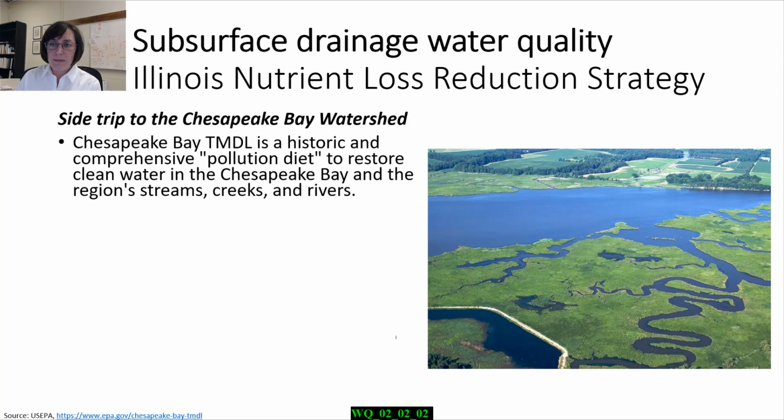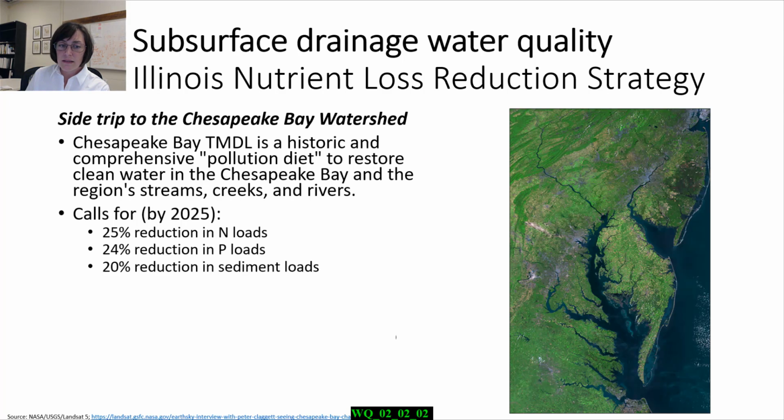Now coming back to the Chesapeake Bay TMDL, it's remarkable because it was the largest TMDL ever created. It's a massive effort to clean up the bay involving 6 states and the District of Columbia. Specifically, the TMDL in the bay calls for a reduction by 2025 of 25% in N loads, 24% in P loads, and 20% in sediment loads.